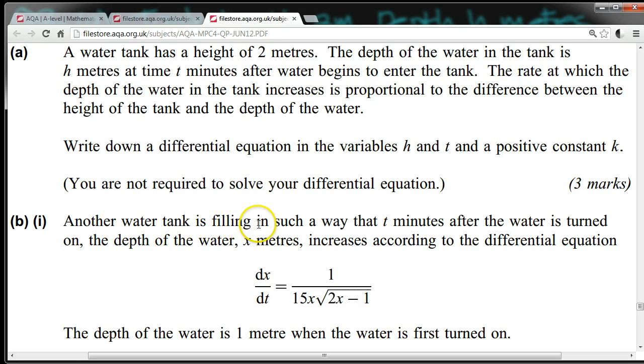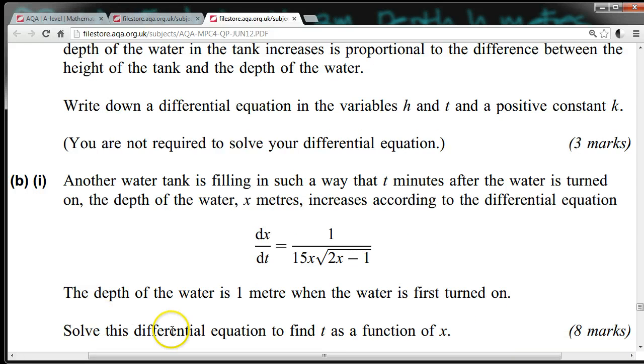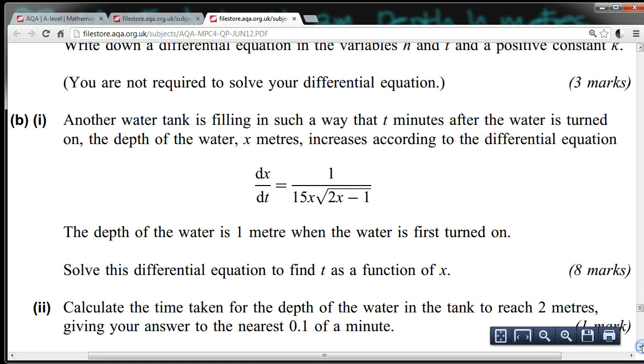Another water tank is filling in such a way that t minutes after the water is turned on, the depth of the water x meters increases according to the differential equation here. The depth of the water is 1 meter when the water is first turned on. Solve this differential equation to find t as a function of x. Calculate the time taken for the depth of the water in the tank to reach 2 meters, giving your answer to the nearest 0.1 of a minute.